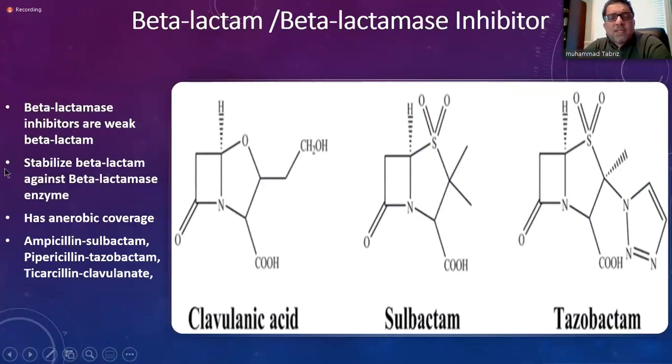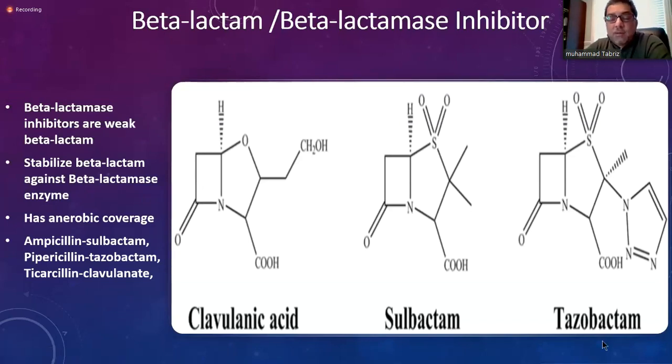So to overcome that, we have added a beta-lactamase inhibitor. If you look at the structure, they look similar to the beta-lactam drug, right? So basically, these are weak beta-lactam structures. If you add that to the beta-lactam drug, you get a very bulky structure. And when the beta-lactamase enzyme tries to break down the beta-lactam drug, it cannot because of the beta-lactamase inhibitor, which prevents the enzyme from breaking it down.